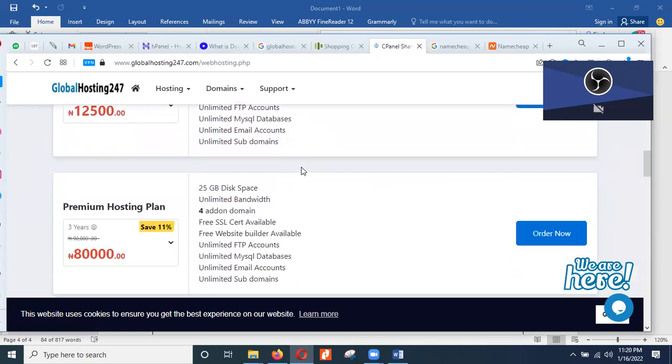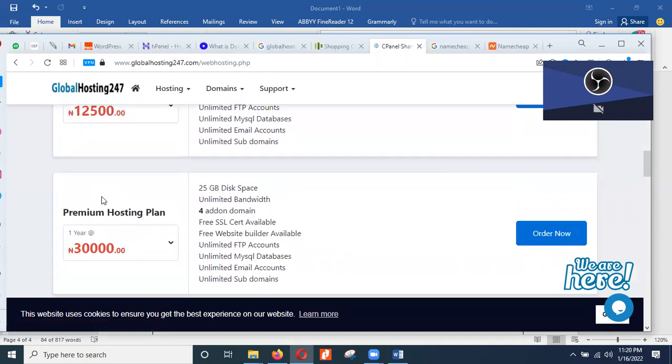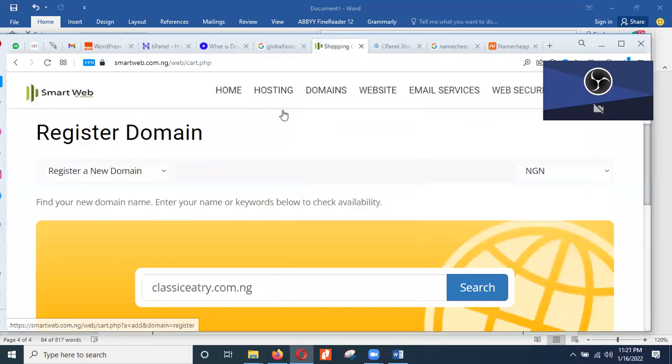And the premium plan sells for 30K a year, 25 gig space, unlimited bandwidth, 4 add-on domains. Okay, let's look at another hosting company and see their listing.